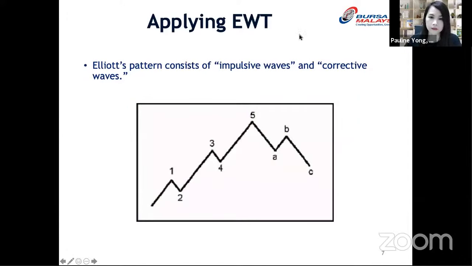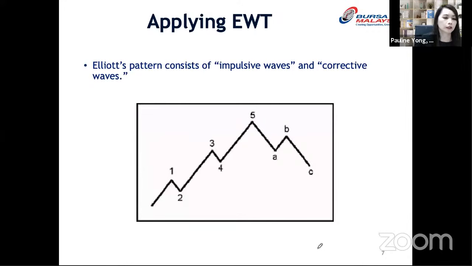So first, when we look at the Elliott Wave Theory, these are the basic steps. Definitely you need to count the waves. The waves are 1, 2, 3, 4, 5, and then ABC. If you are looking at an uptrend, the uptrend will start with wave number 1, 2, 3, 4, 5, and then the corrective wave will be ABC.